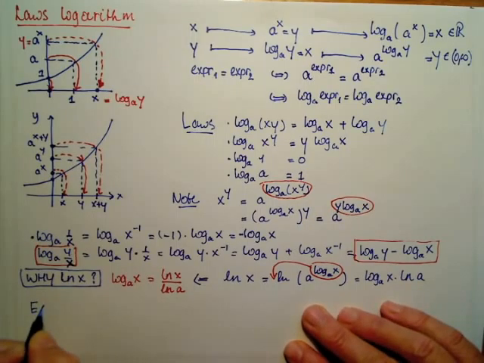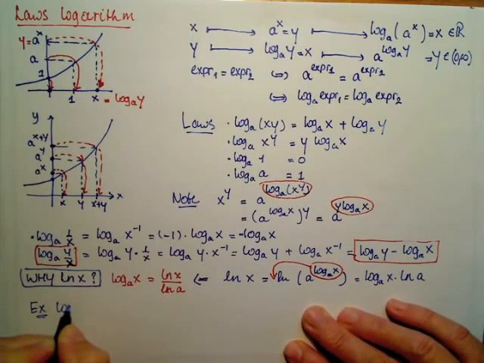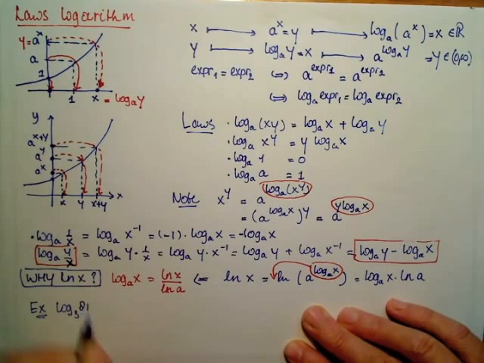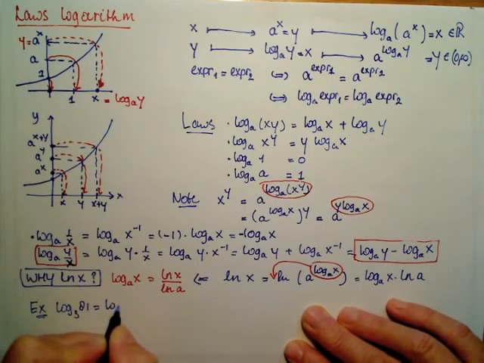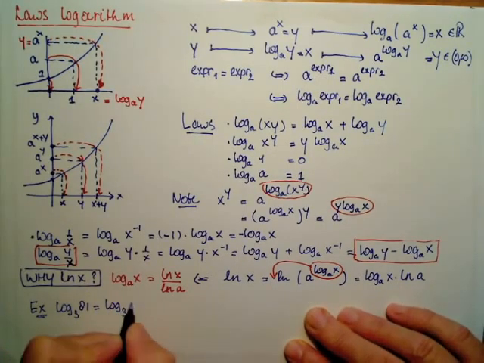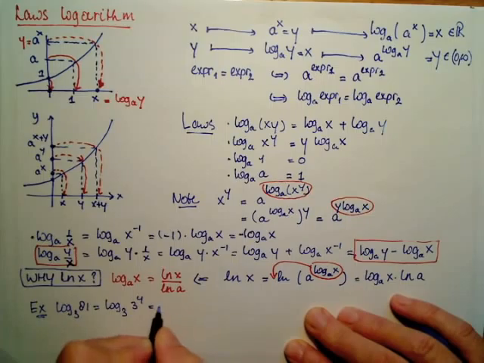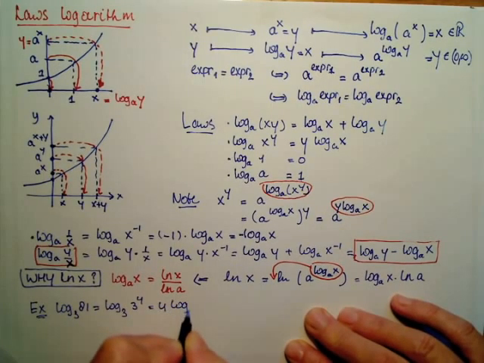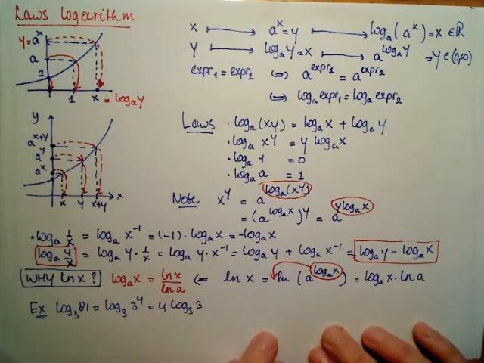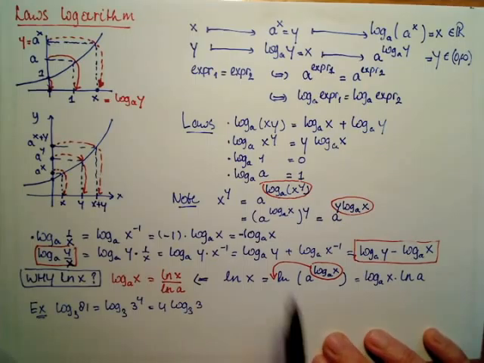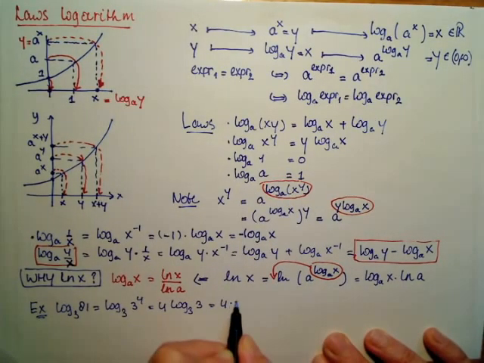Some calculation examples. Log with base 3 of 81. Well, what is 81? It is 3 to the power of 4. So we can take the power in front to get 4 times log with base 3 of 3, and this is equal to 1, so we get 4 times 1, which is 4.